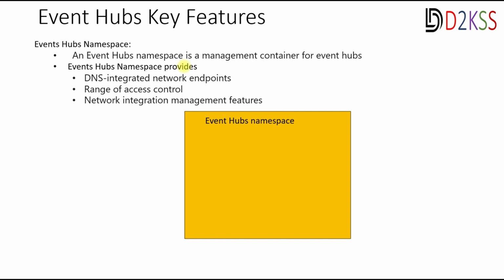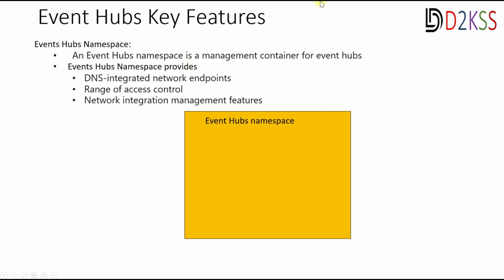So in order to create an Event Hub, first you need to initiate the Event Hub namespace. What is the Event Hub namespace? Event Hub namespace is a management container, which helps you create multiple Event Hubs under the same namespace. So Event Hub namespace provides the integrated network endpoints, a range of access control, and network integration management features.